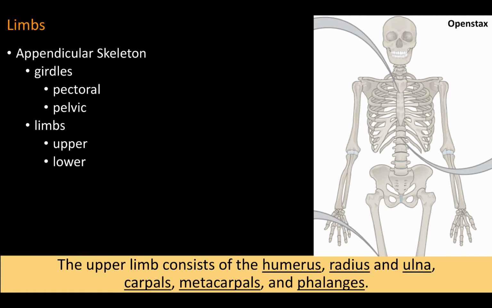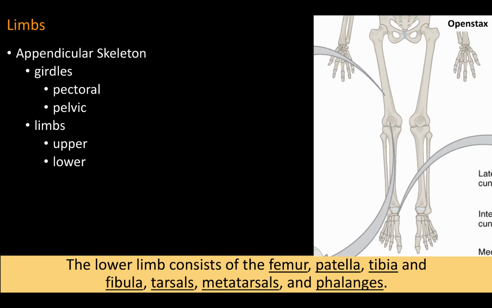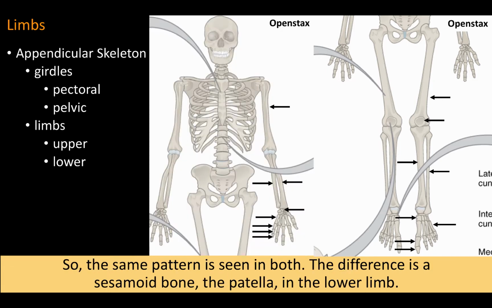The upper limb consists of the humerus, radius and ulna, carpals, metacarpals, and phalanges. The lower limb consists of the femur, patella, tibia and fibula, tarsals, metatarsals, and phalanges. So, the same pattern is seen in both. The difference is a sesamoid bone, the patella, in the lower limb.